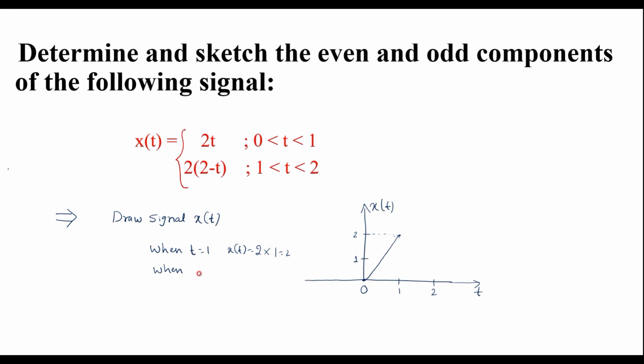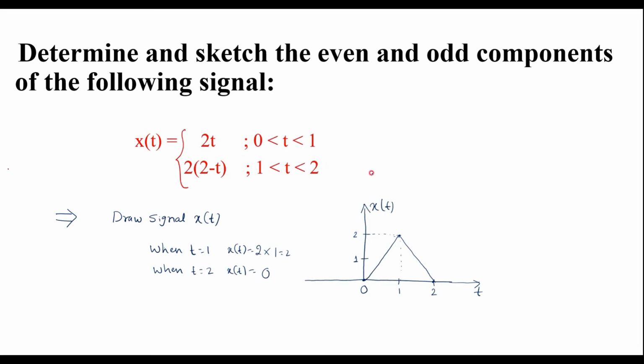Now when t is equal to 2, x of t is, substitute t equal to 2 here, 2 minus 2 will be 0, 2 into 0 will be 0. That is at t equal to 2, the value will be 0. Therefore now join these 2 points. So this is the given x of t signal.